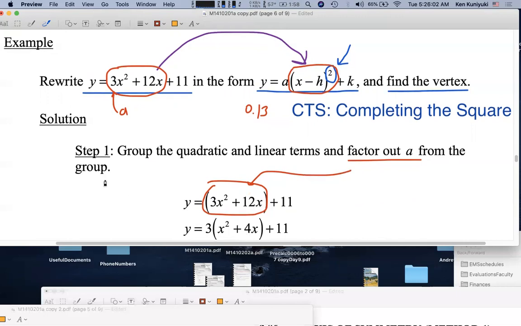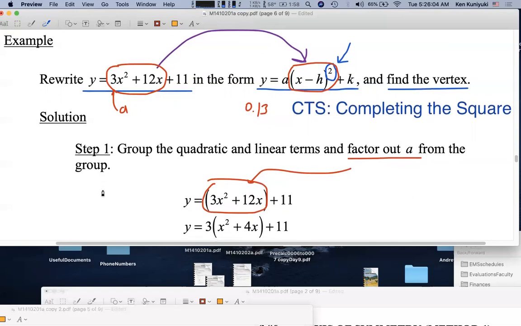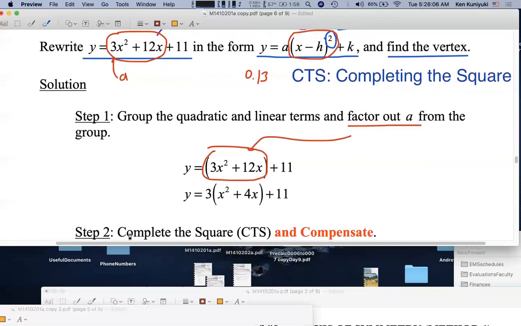Okay. Now we're going to CTS, complete the square, and compensate. We have to pay for how we change the right-hand side. First of all, let's CTS. Let's complete the square. All right. So we take this coefficient on x, 4. It doesn't matter if it's positive or negative, but it is a positive 4.